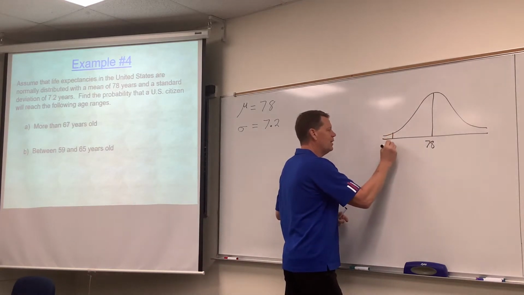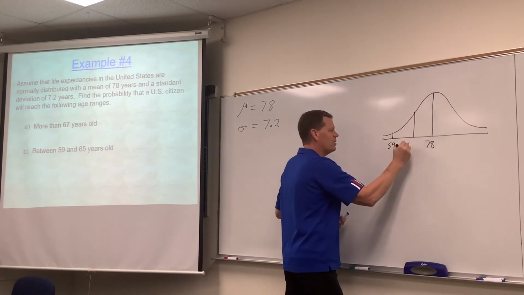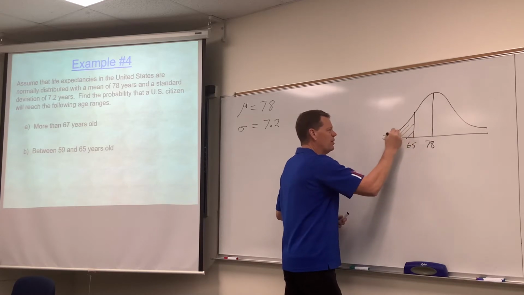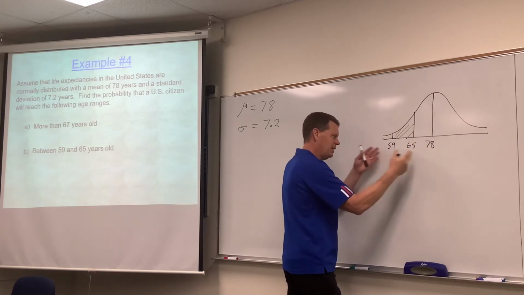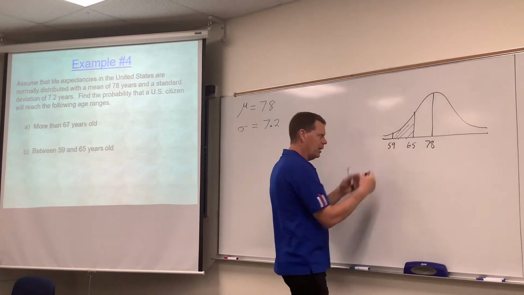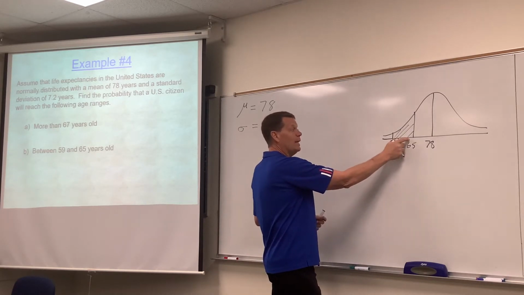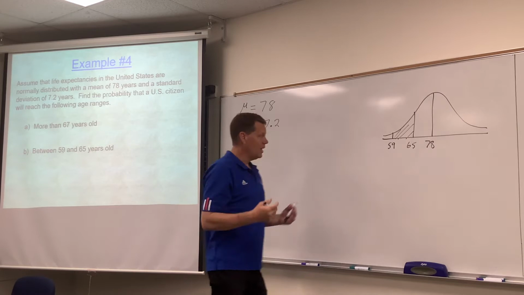59 would be down here, and 65 somewhere here. It's not that important that you have the scale right in terms of the distance between them, just the fact that they're both below the mean. And if we want to know between, that would be, to me, the picture of the shaded area.